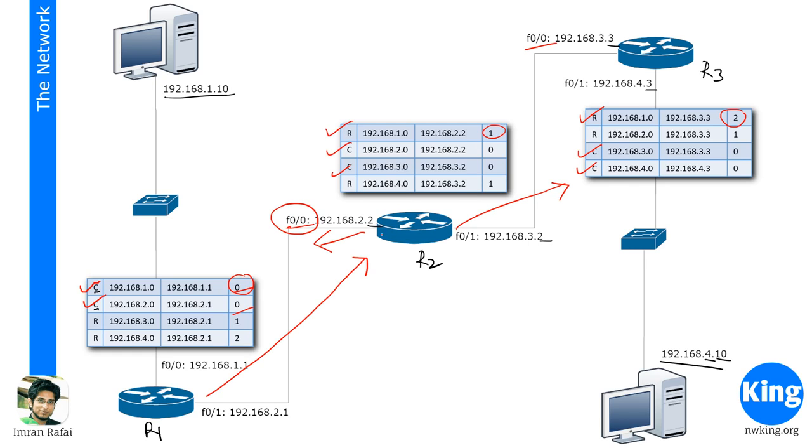So when router 2 sends an update to router 1, it is only going to send updates about 3.0 and 4.0, because these two, 3.0 and 4.0, were learned on F0/1, right? 3.0 is connected to F0/1 and 4.0 was learned through F0/1, right? So it is only going to send these two updates on this F0/0.